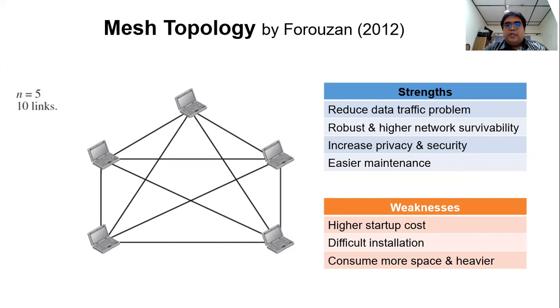The mesh topology has several strengths, which are reduced data traffic problem, robust and higher network survivability, increased privacy and security, and easier maintenance. However, compared to other topologies, mesh topology has several weaknesses, which are higher startup costs, difficult installation, and it consumes more space and is much heavier.